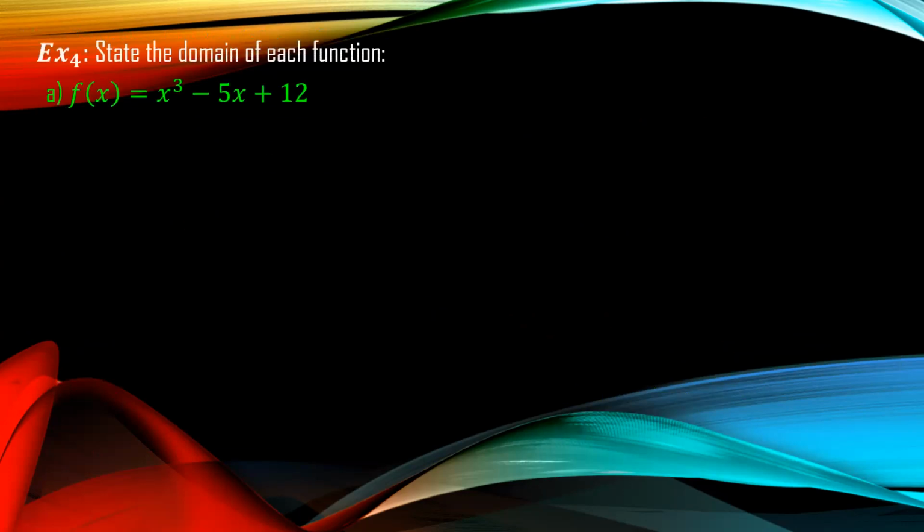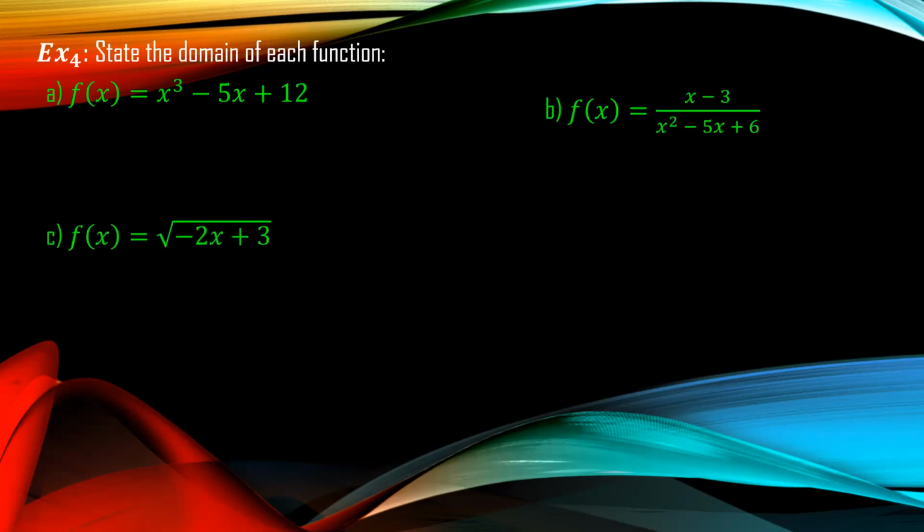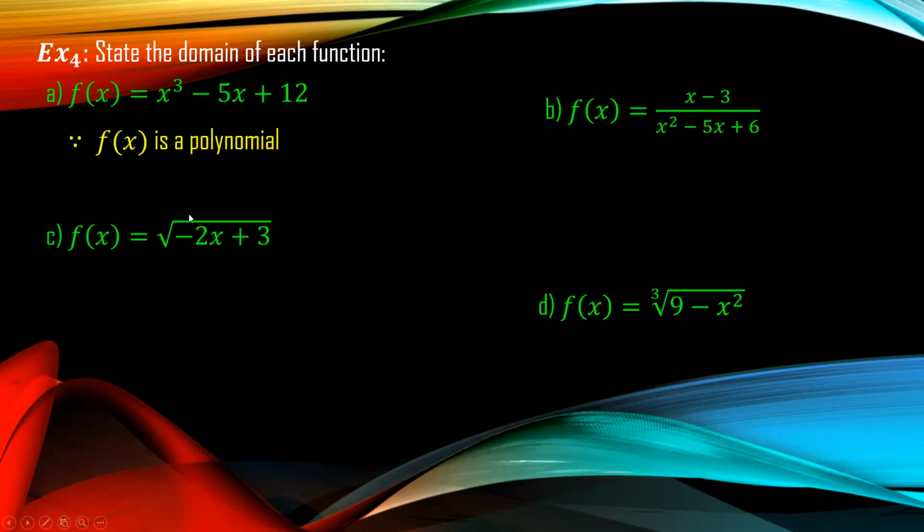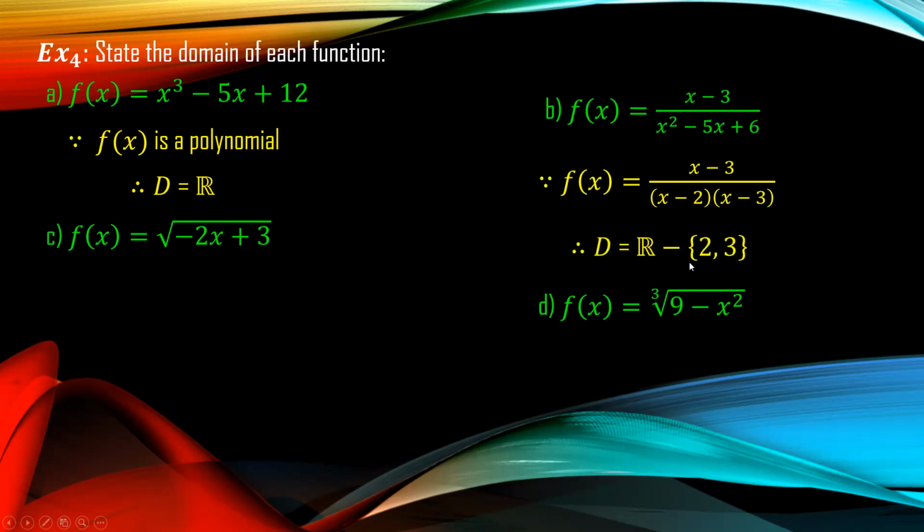State the domain of each of the functions. Letter A, f of x equals x power 3 minus 5x plus 12. Letter B, f of x equals x minus 3 over x power 2 minus 5x plus 6. Letter C, f of x equals the square root of -2x plus 3. Letter D, f of x equals the cubic root of 9 minus x power 2. The first function, its rule is a polynomial, so its domain is R. The second function is a rational function, so its domain is R minus the set of zeros of the denominator, R minus {2, 3}.